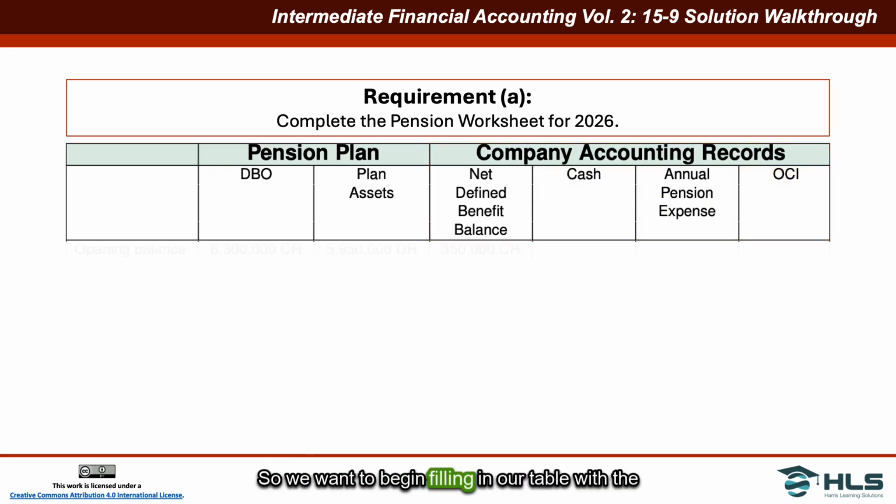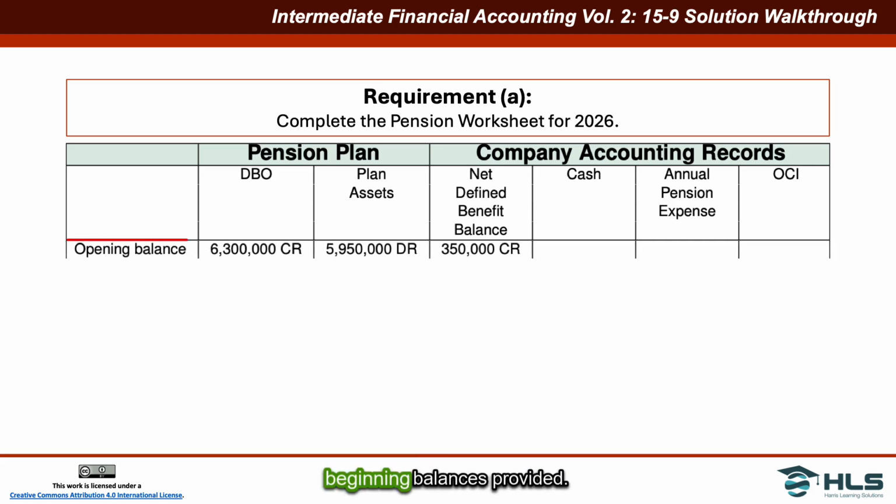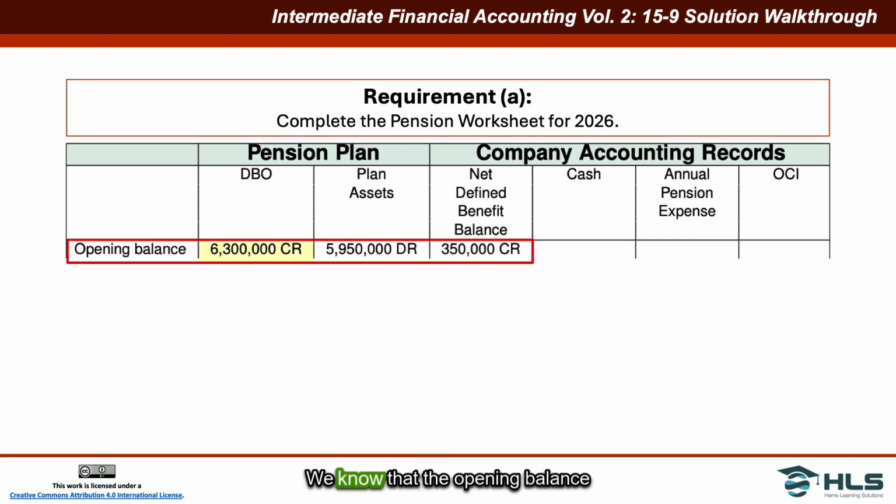So we want to begin filling in our table with the beginning balances provided. We know that the opening balance for the DBO is $6,300,000. That's a liability, so it's a credit balance. And we're told that the plan assets have a beginning balance of $5,950,000. Since those are assets, that's a debit balance.